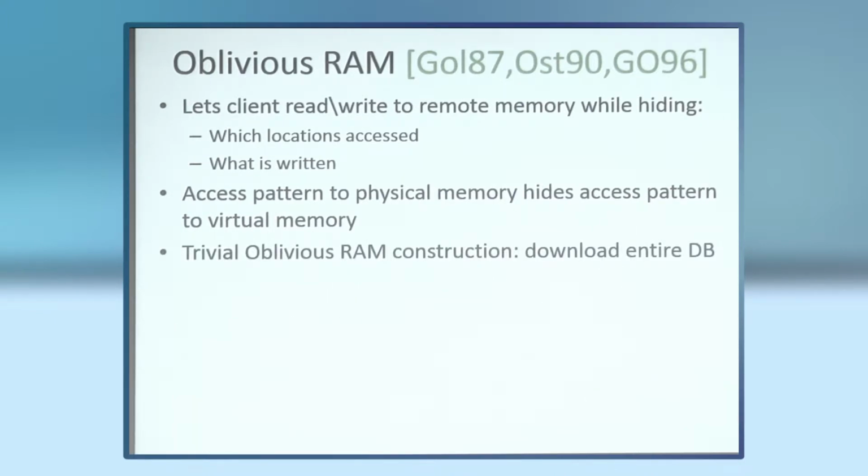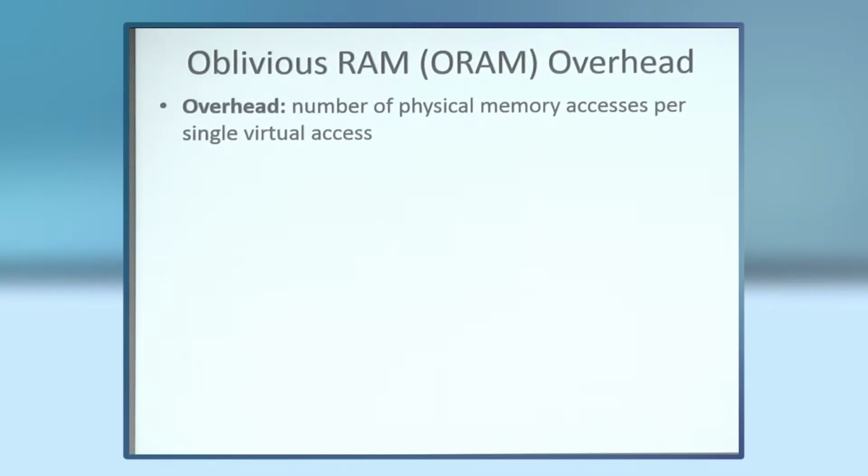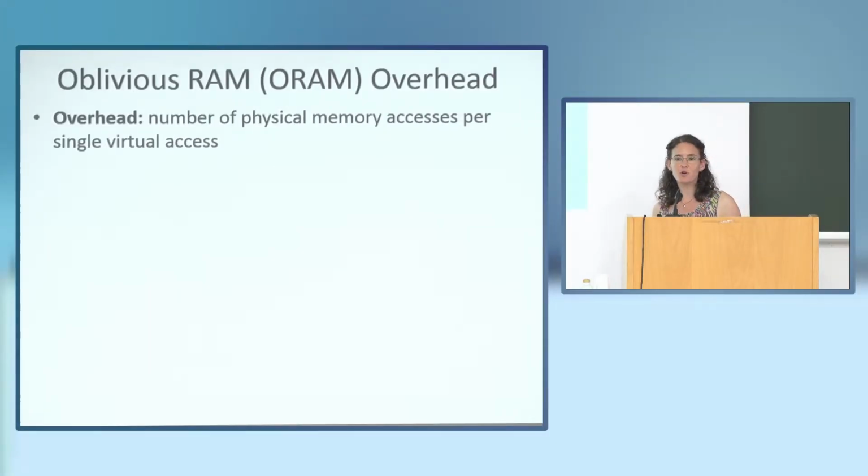So of course, a trivial way of doing this is just every time the client wants to access the database, the server will send everything over, she'll update the database, send everything back to the server, which would be awful. So a really important efficiency measure for Oblivious RAM is its overhead, which is the number of physical accesses you need to perform to emulate one virtual access.